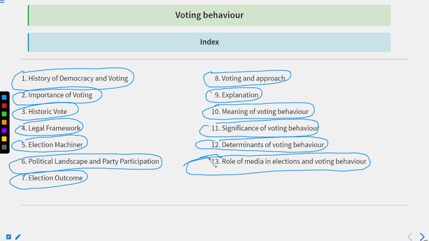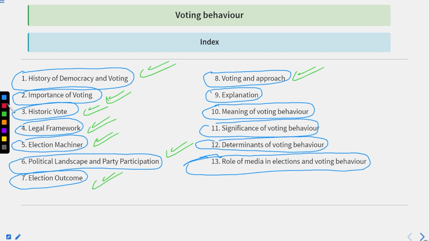All right. If we talk about the topics that we have covered so far, we have done the history of democracy and voting. Thereafter, the importance of voting. Thereafter, the historic vote, then the legal framework, then the election machinery, political landscape and party participation, election outcome, and the voting and approach. So these are the topics that we have covered so far.